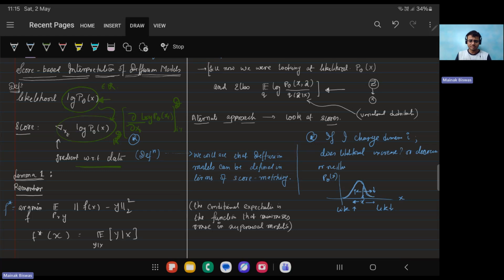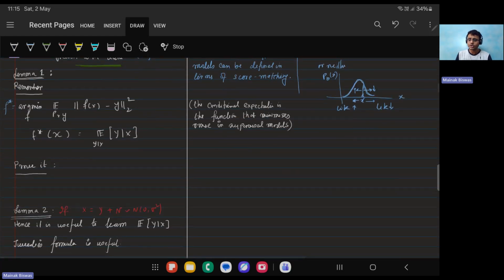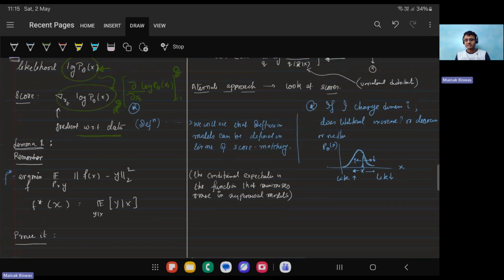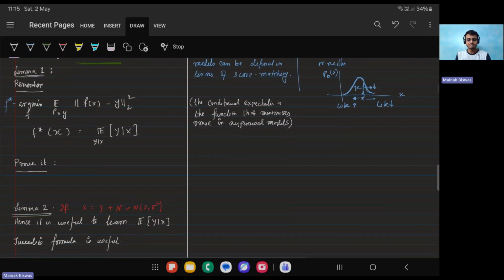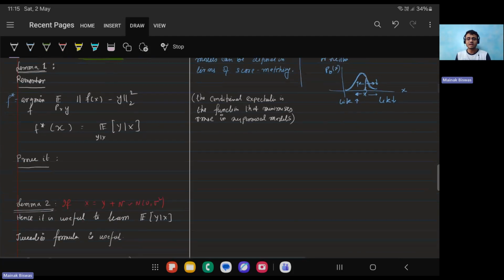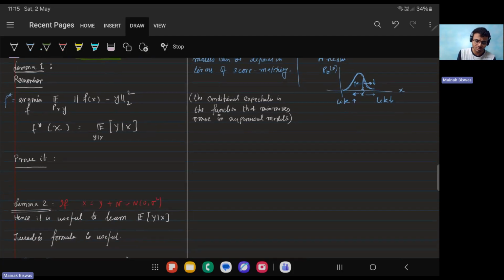So let us now take a detour and try to learn some probability, which we have not done in the previous lectures or previous courses. And this is going to be a little bit of an interesting thing to do.